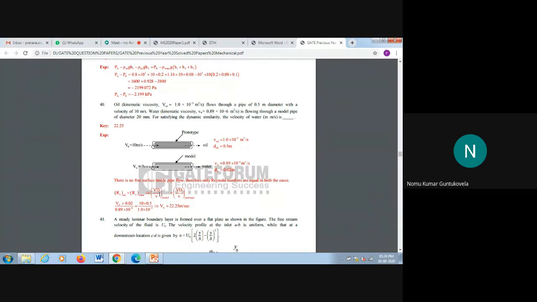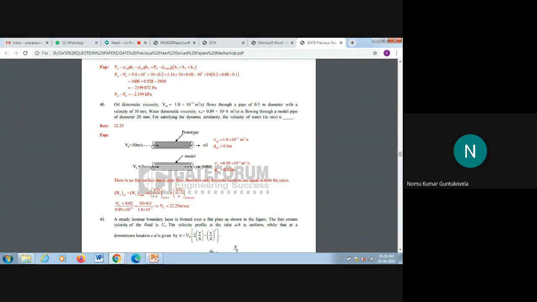So here we have V into D. V is 10 meters per second and D is 0.5 meters, that is the prototype, and the kinematic viscosity is 1 into 10 to the power of minus 5. Then for the model, we don't know the velocity of the water, so that is VW into 0.02, divided by 0.89 into 10 to the power of minus 6.